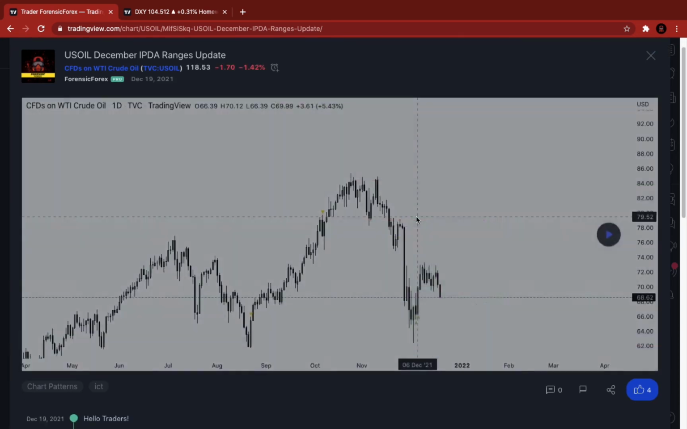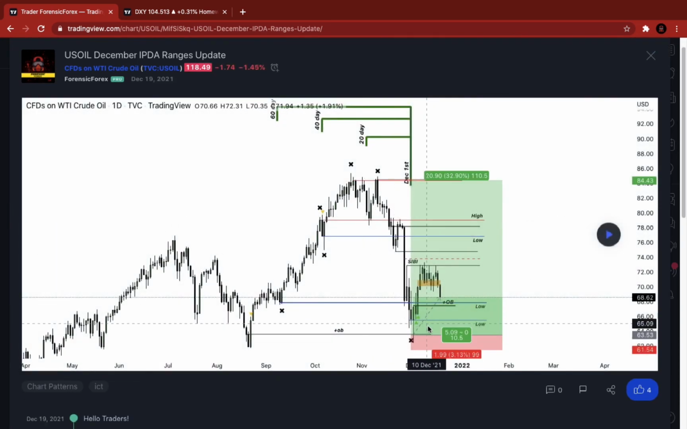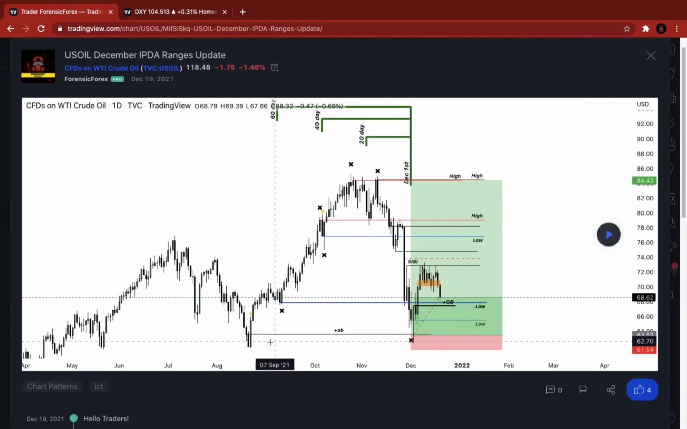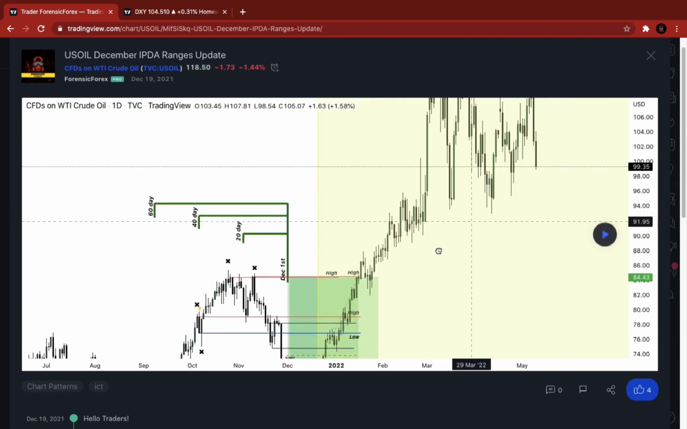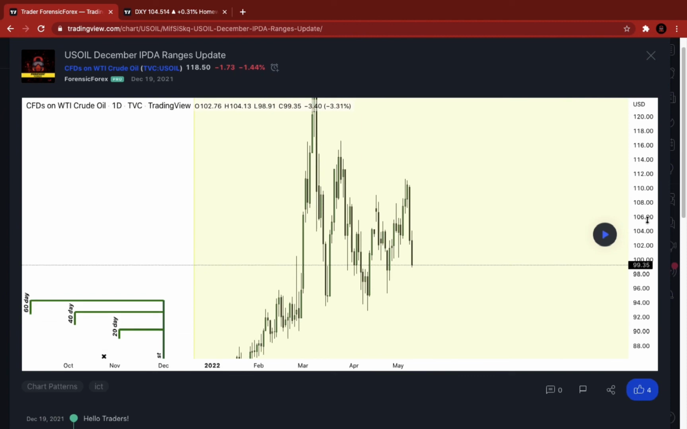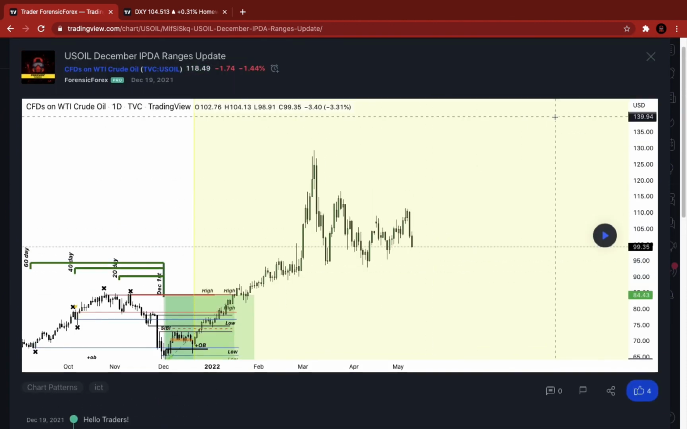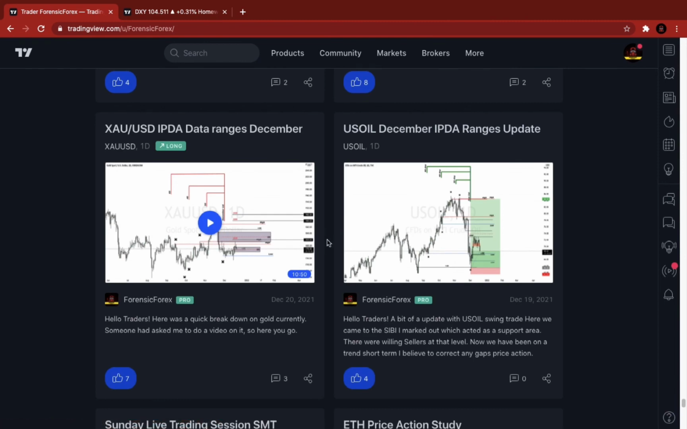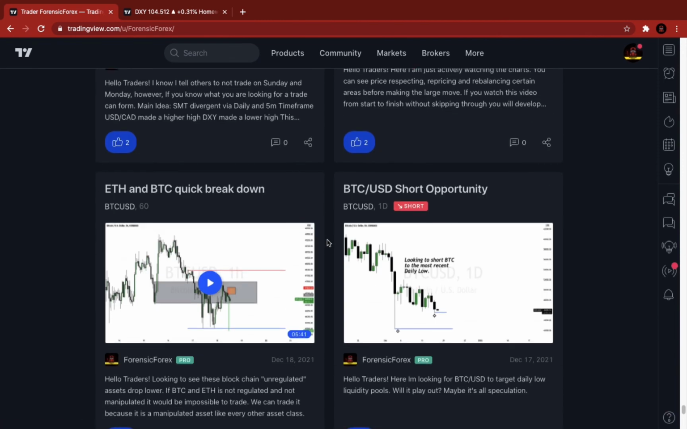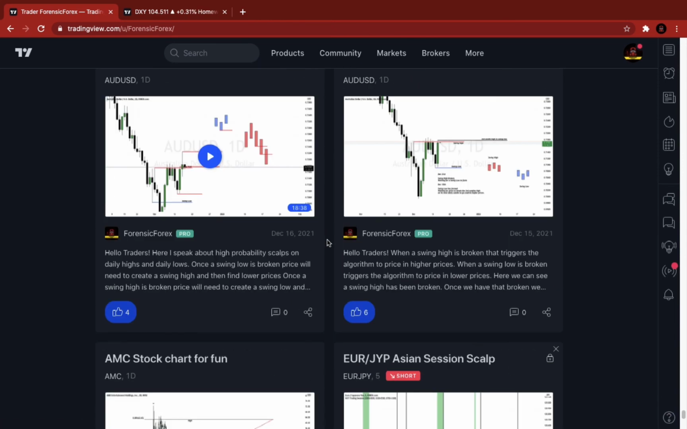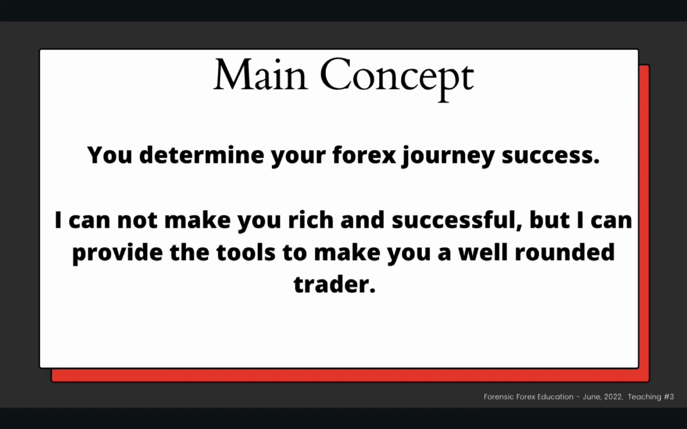This is also a U.S. oil trade. Back in December in 2021, I was long down here, and look at where oil is today. Oh my gosh. Doesn't make any sense, right? Oil's on a super bullish cycle, but that's for those that know. But all in all, this is just me showing you that you need to show up every day. It's all about you at the end of the day. The main concept of this video: you determine your Forex journey success.